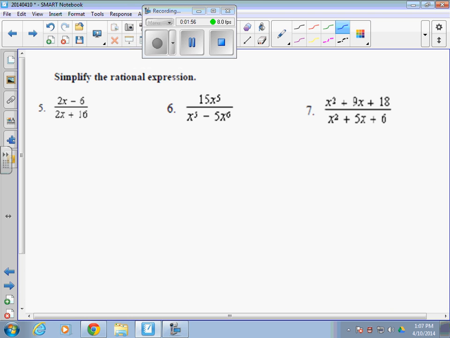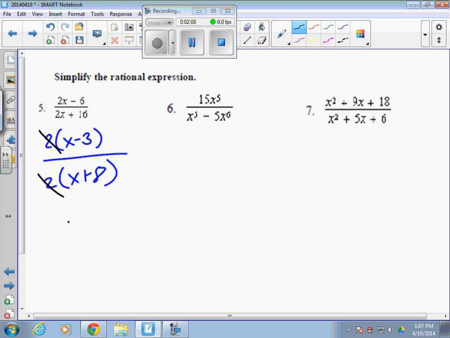Number 5, we simplify these rational expressions. Take what they have in common. Take a 2 out of the top, x minus 3, over, take a 2 out of the bottom, x plus 8. Notice it says 2 over 2. That's what you cancel out. So you're left with x minus 3 over x plus 8.